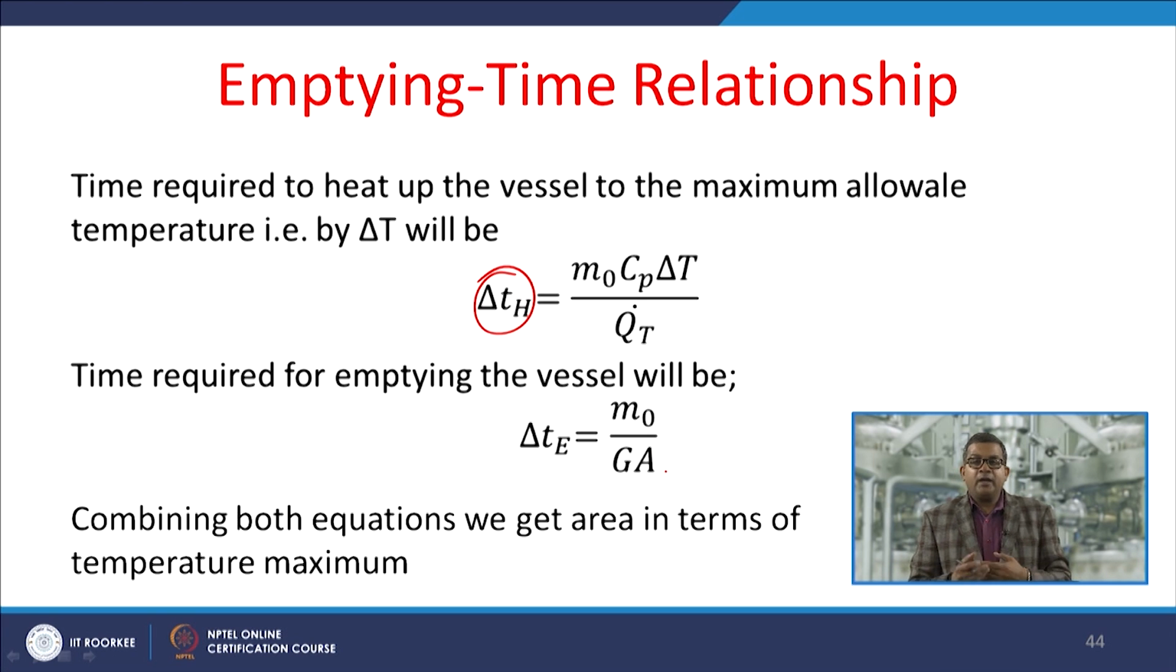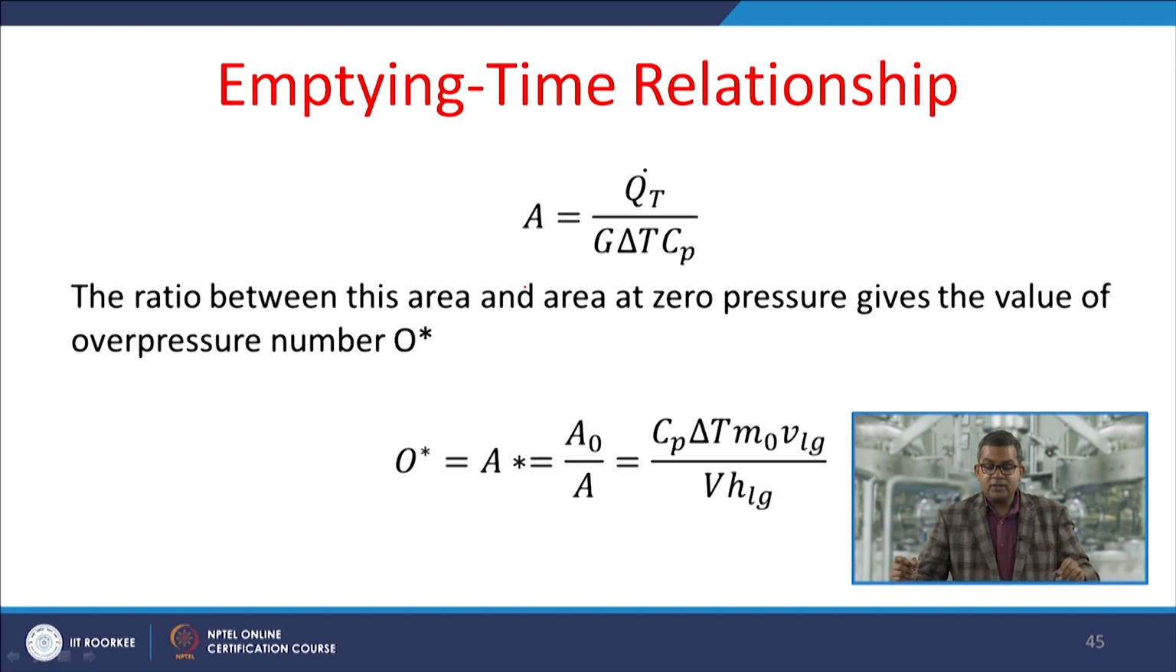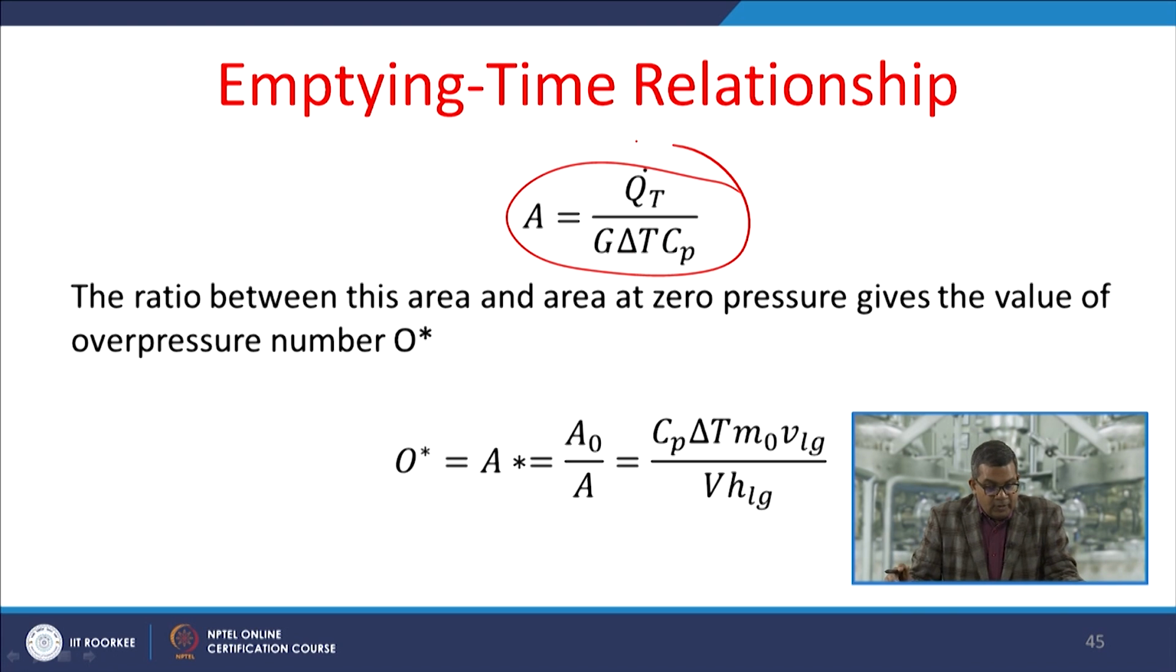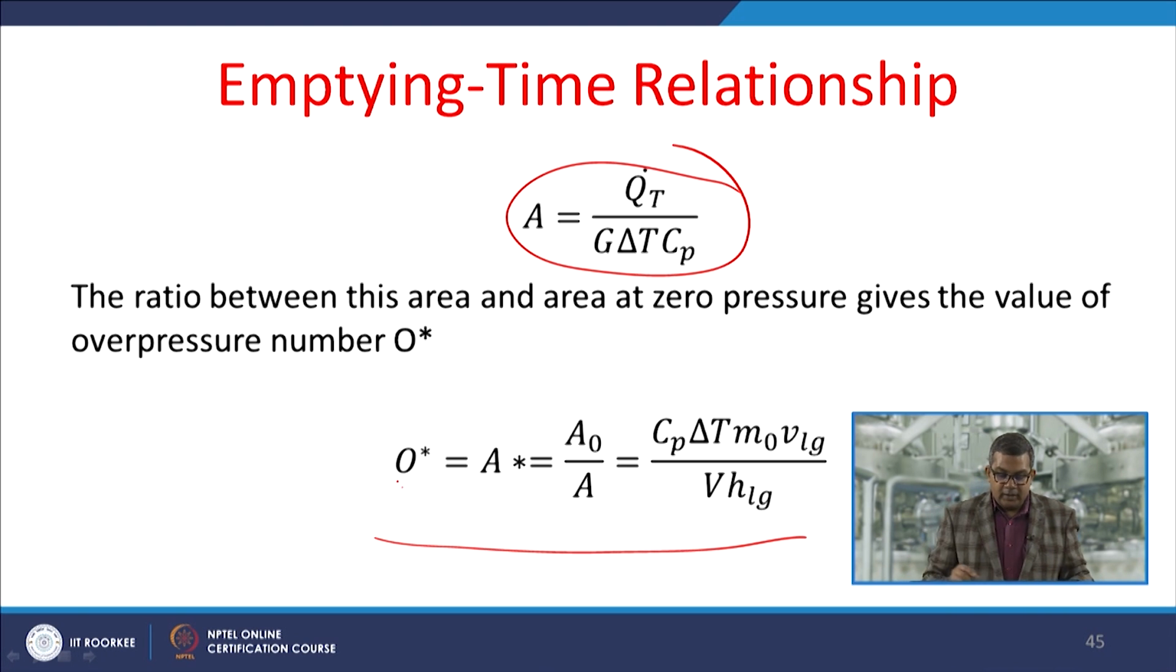Now, if we combine both the equations, we get area in terms of temperature maximum, and that is A is equal to QT upon G delta T Cp. So, the ratio between this area and the area at zero pressure gives the value of overpressure number. So, we can redefine the overpressure number, that is O star is equal to A star equal to A naught upon A equal to Cp delta T m naught VLG upon VHLG.